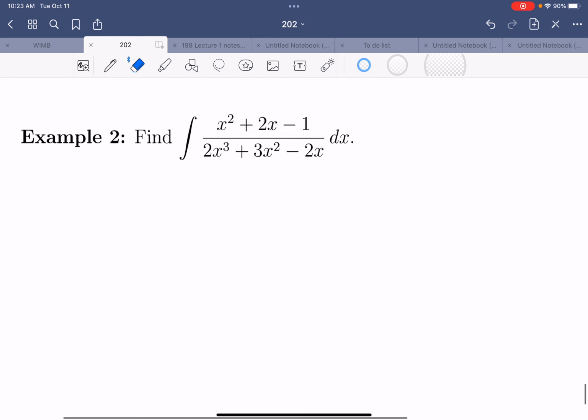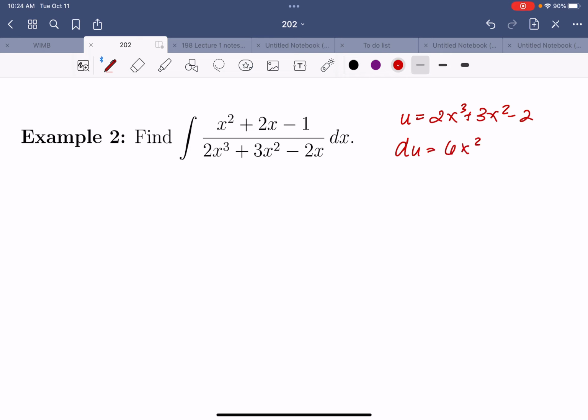Next, what do we do and how do we decompose a fraction where the power on the bottom is larger, but it's not just an x, right? If I try to u sub here, I try to u sub for the bottom, your du is 6x squared plus 6x minus 2. And that's definitely not what you have in the numerator. So what are we going to do?